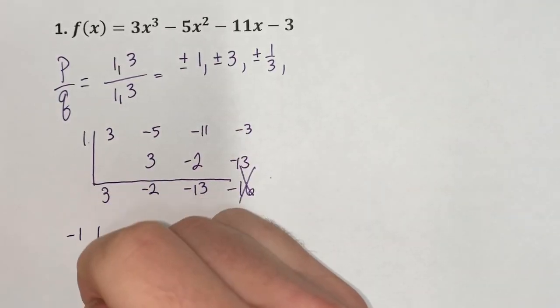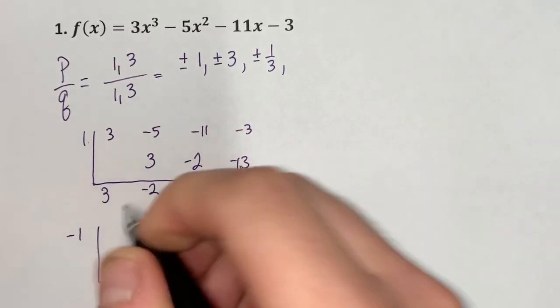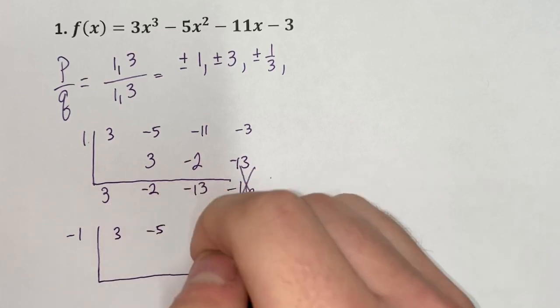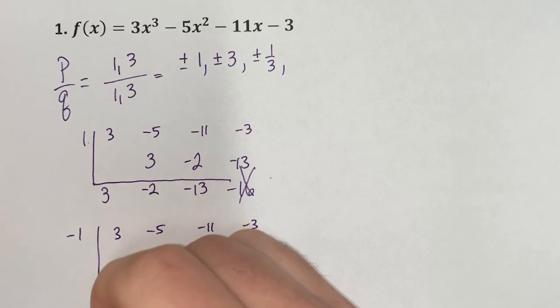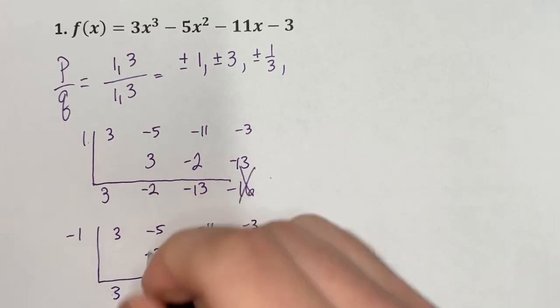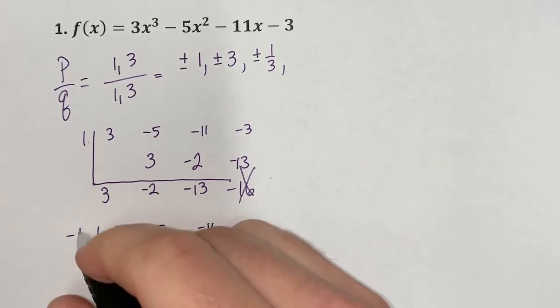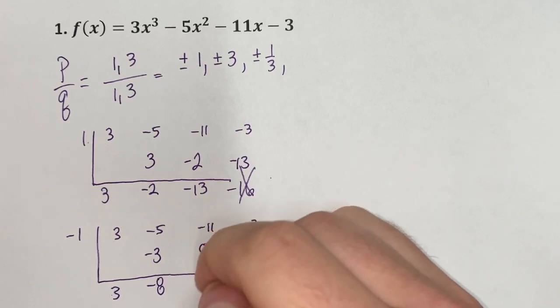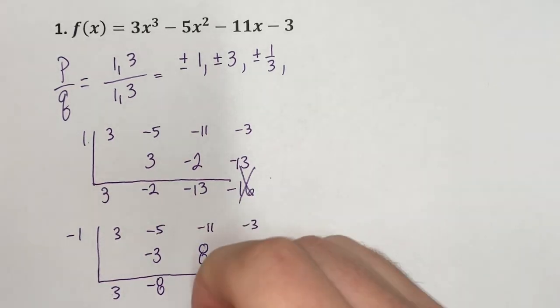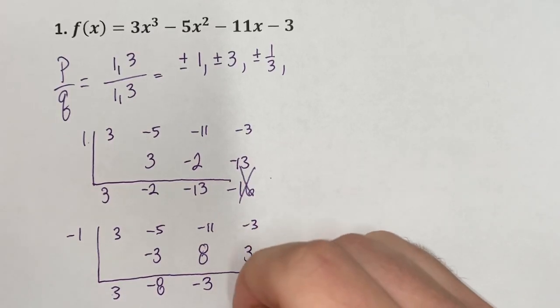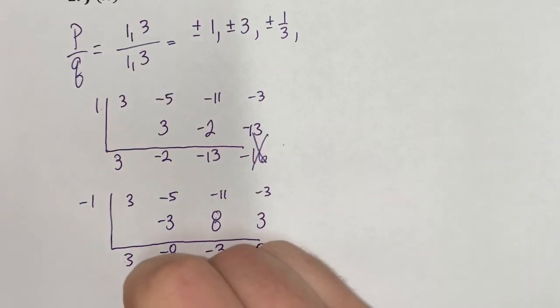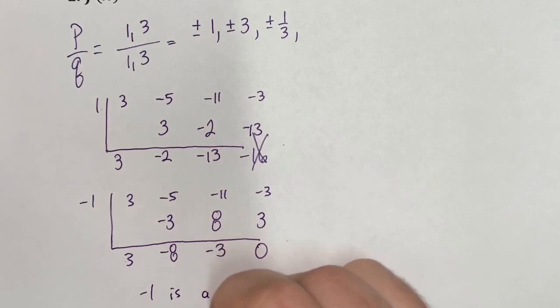Let's try -1. 3, -5, -11, and -3. The 3 comes straight down. -1 times 3 is -3. We add those together, we get -8. -1 times -8 is +8. We add those together, we get -3. -1 times -3 is +3. We get 0. So what do we know about -1? We know -1 is a root.